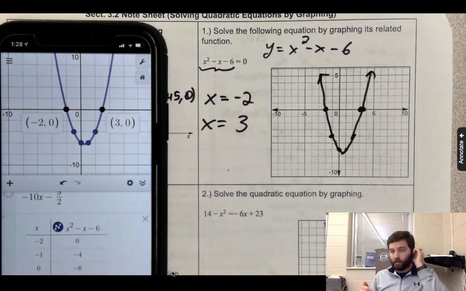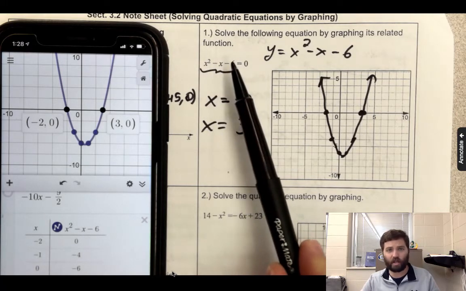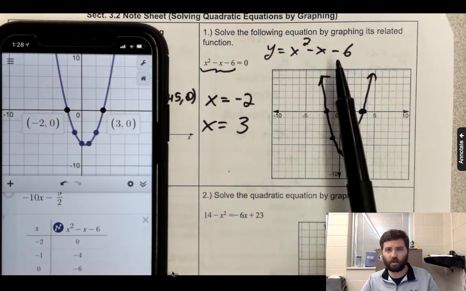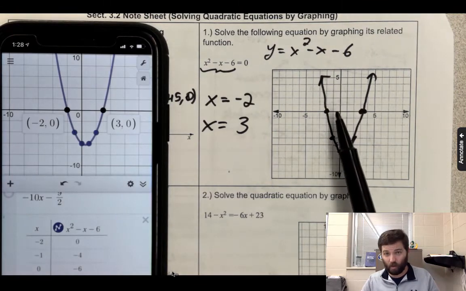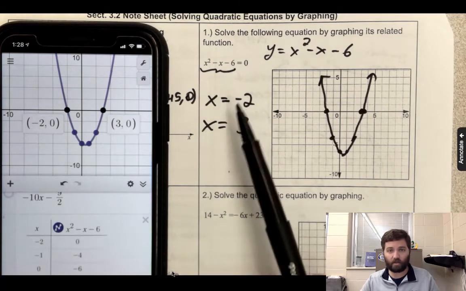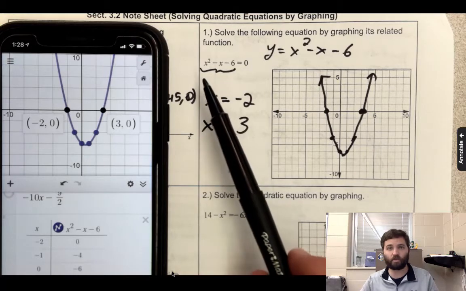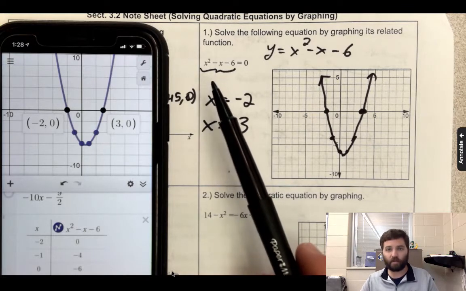In other words, when we solve an equation, we are finding the x values that make the statement true. So what numbers can you put in for x that will make the left-hand side 0? Well, if you graph this function and find the zeros, where the function is 0, that is what will make the left-hand side 0: negative 2 and 3. If you plug in either one of those, you will get 0 on the left. In other words, you will make a true statement. That's what we mean by solving an equation.